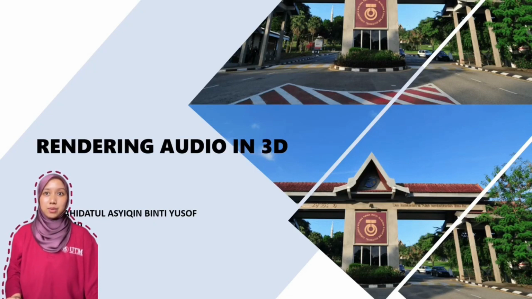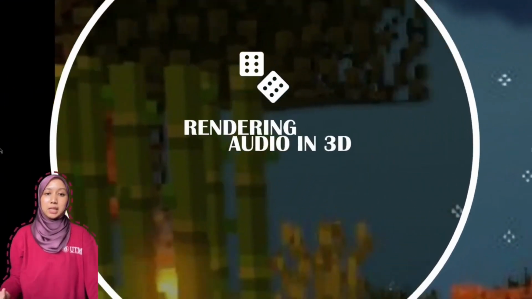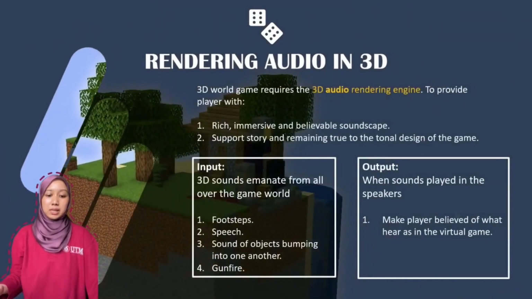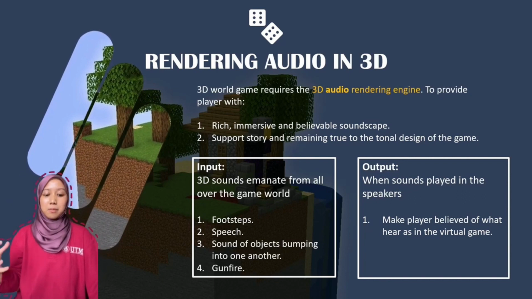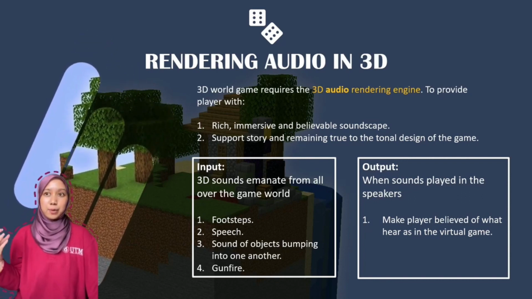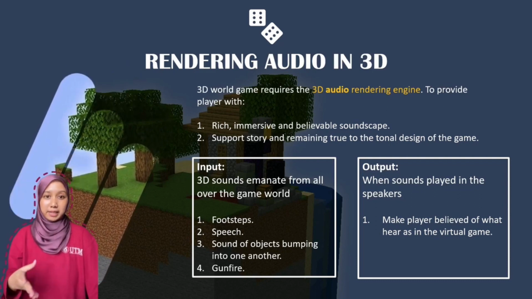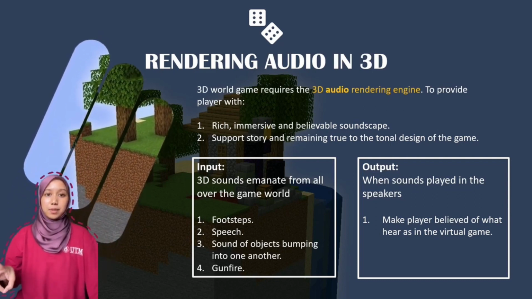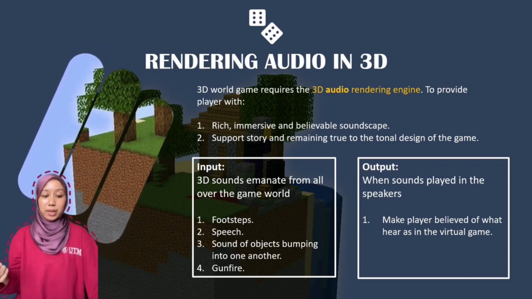In this video, I'm going to talk about a book that I had read under the topic of rendering audio in 3D. Basically, in a 3D game world, we need the 3D audio rendering engine. This is because we want to make the game more immersive for the player when they play the game. There are two types of elements in the 3D audio rendering engine: the first one, input, and the second one, output.